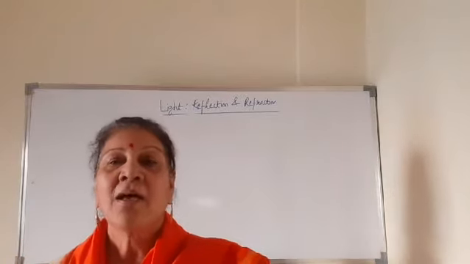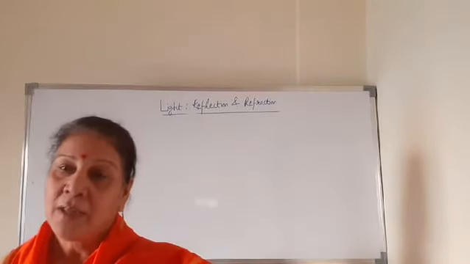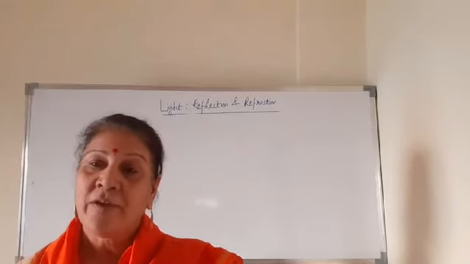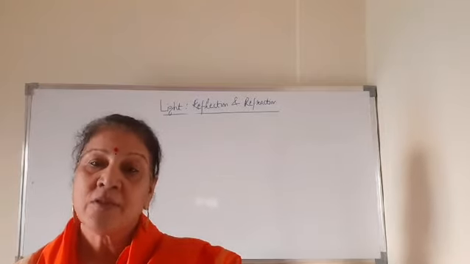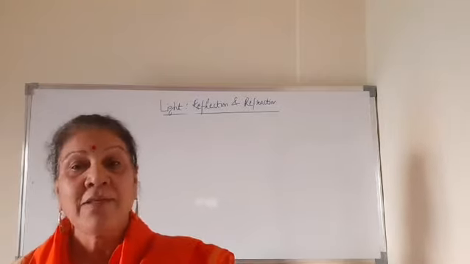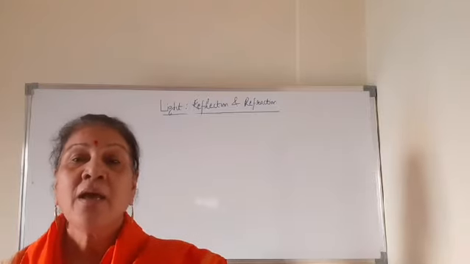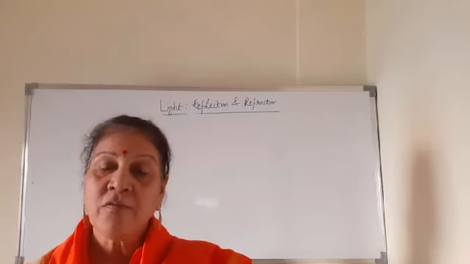In the previous class, I explained about light. It's a form of energy. Then the minimum requirements to see any object. Then we spoke about reflection and regular and irregular reflection of light.